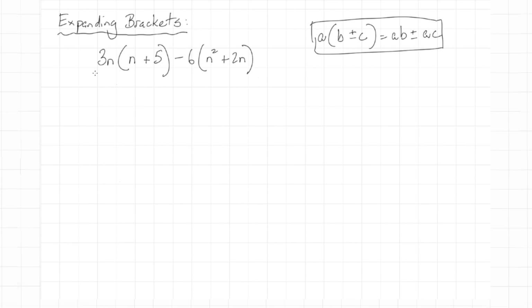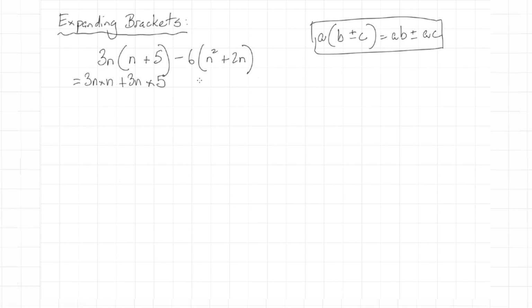We're going to apply this twice. We're going to apply it with the first set of brackets, and then we're going to apply it in the second set of brackets. So the first set of brackets is fairly straightforward. 3n times n. The plus comes down, and then we do 3n times 5. Okay, so that's fairly straightforward.